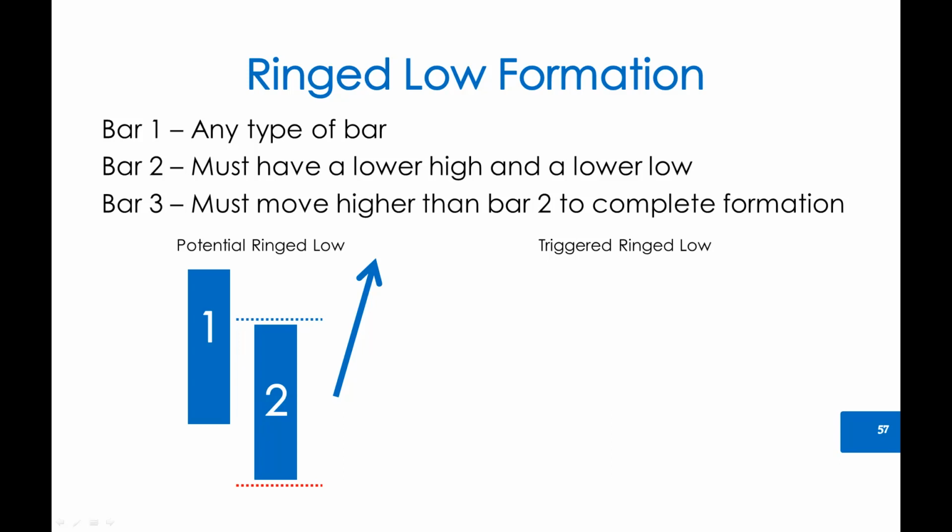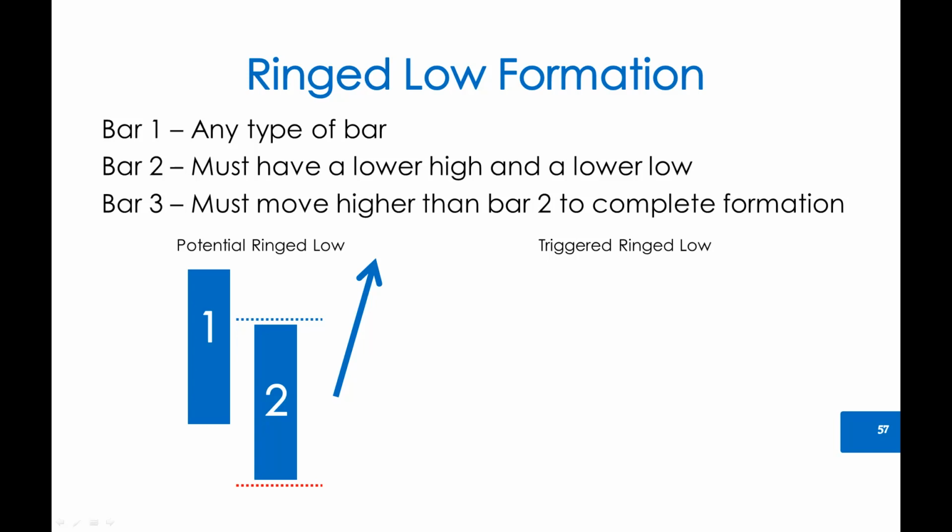So a potential ring low consists of bar number 1 and bar number 2. Bar number 2 needs to have a lower high. So the high of bar number 2 is lower than the high of bar number 1, and a lower low, where the low is also lower than the low of bar number 1. You can see here that you have a blue dotted line and a red dotted line, one above the high and one below the low of bar number 2.